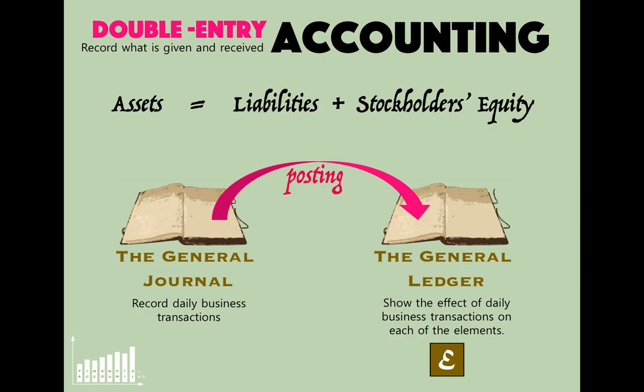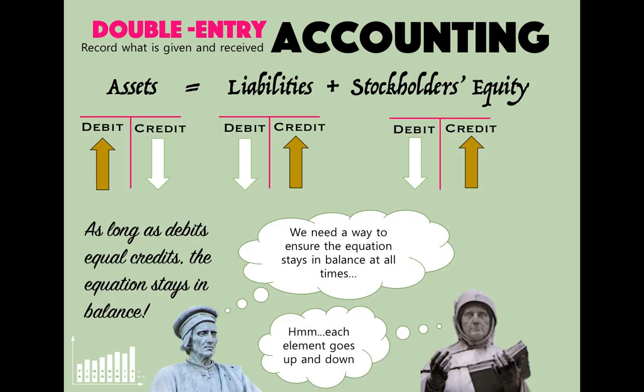So, our process of doing double entry accounting is no different than what we've looked at in the previous videos. We are going to be recording journal entries in the general journal, posting them into the general ledger, so that we can determine the status of each element by the end of the period. Our rules for debits and credits have not changed from what we learned in the previous video. Assets are increased with the debit, liabilities with the credit, stockholders' equity with the credit. And again, as long as debits equal credits, the equation stays in balance.